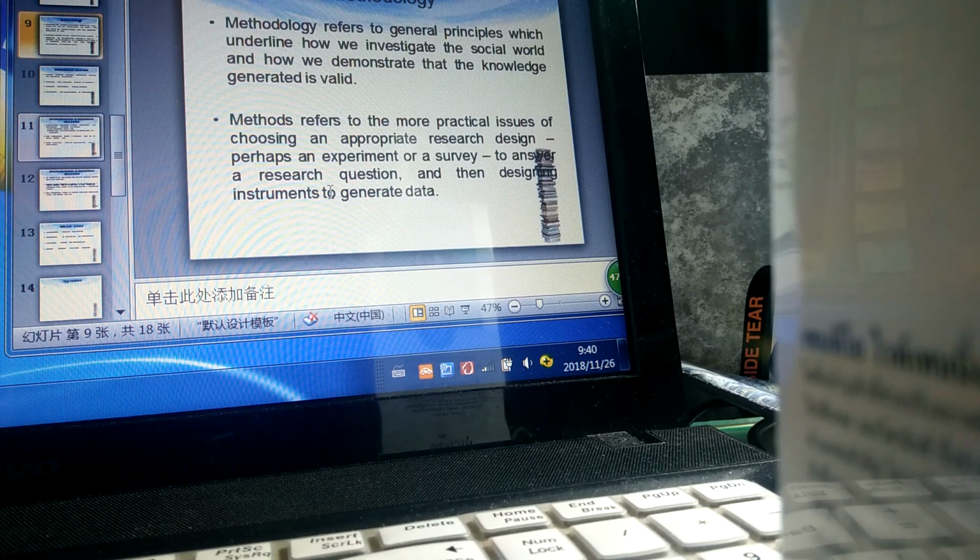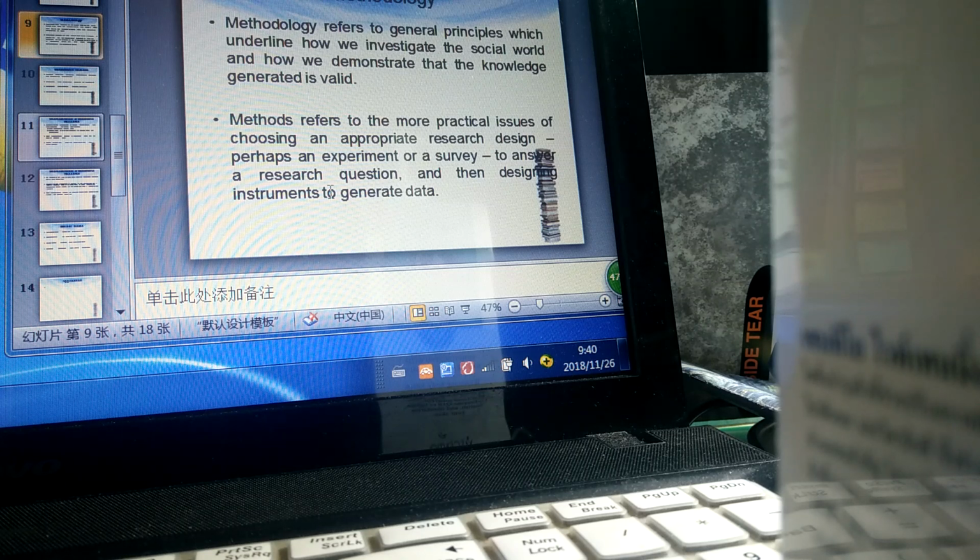Methodology refers to the general principles which underlie how we investigate the social world and how we demonstrate that the knowledge generated is valid. Methodology is not the same as methods, because methods refer to the more practical issue of choosing an appropriate research design, such as an experiment or a survey, to answer the research question and then designing the data generation.